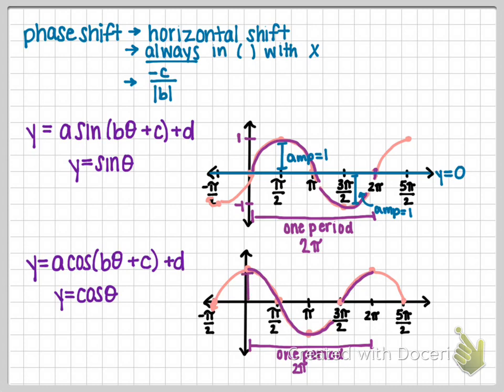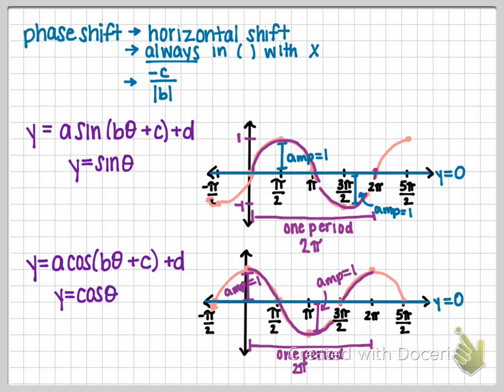Then you might notice here, the distance between that midline and a maximum was 1. And the midline and the minimum was 1. And that's our amplitude of 1. That line passing right down the center is our midline. And that's at y equals 0.